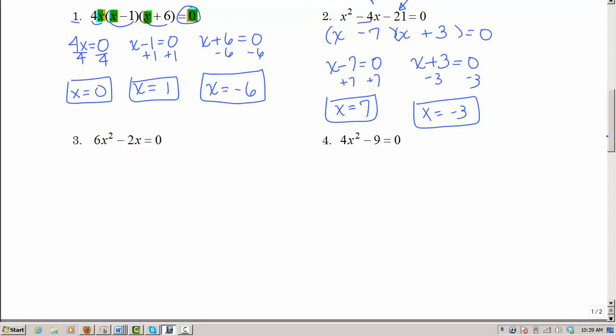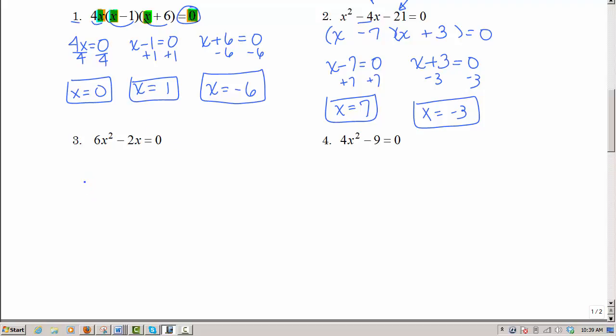Look at number 3. That's not a trinomial, but it still is in standard form. It's still equal to 0. We just don't have a constant. So we've set it equal to 0. Now I need to factor it. It's not a trinomial. It's not the difference of two squares.